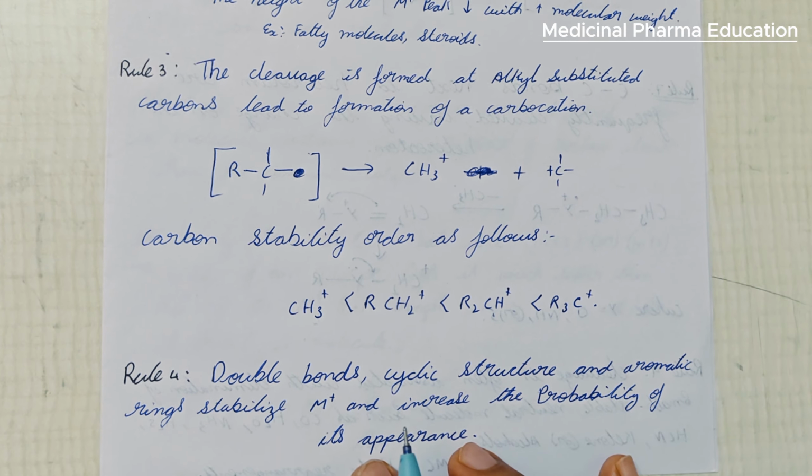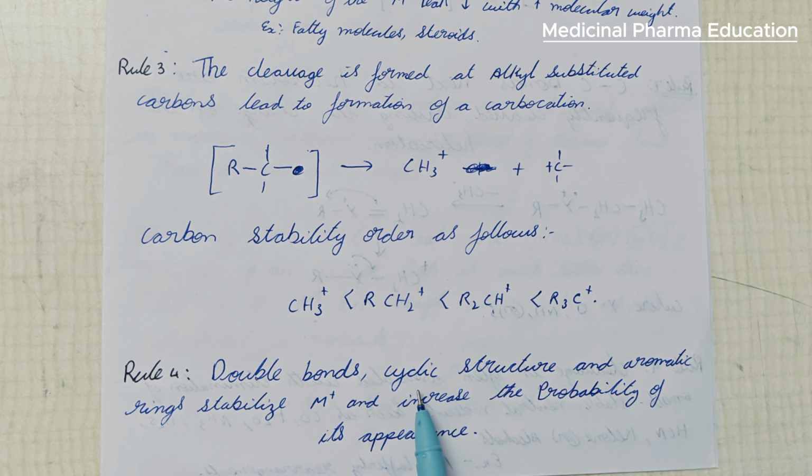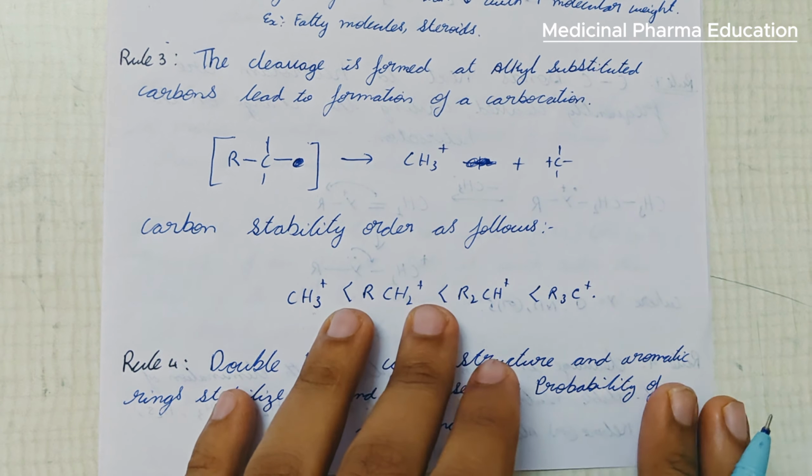The fourth rule: double bonds, cyclic structures and aromatic rings stabilize positive charge and increase the probability of its appearance. Here double bonds, cyclic rings and aromatic rings will stabilize the positive charge of the sample. This is the fourth rule.